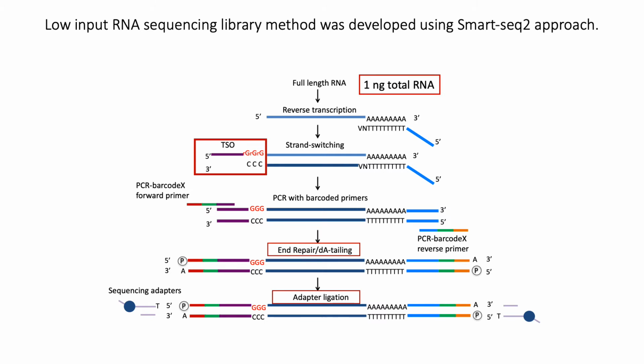We used 1 nanogram of total RNA and a template switching oligo primer with ribonucleotide bases to increase the efficiency of full-length strand selection, and then we used end-repair and dA-tailing in order to have an adapter ligation mediated by enzymes such as T4 DNA ligase.